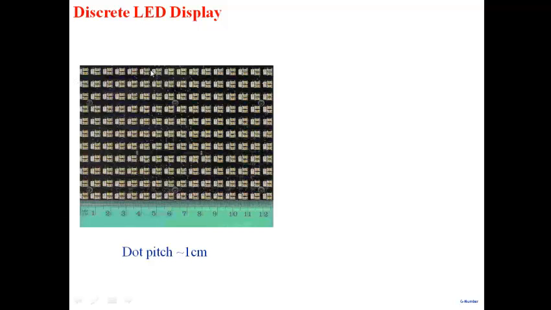Look at this example of a discrete display. Each one of them is an LED. Discrete display means each LED has to be packaged in some sense. Each LED is about a centimeter, and the separation between LEDs is also of the order of a centimeter. So you can see this array of LEDs. It's a display, but the sizes and separations are all of the order of a centimeter.